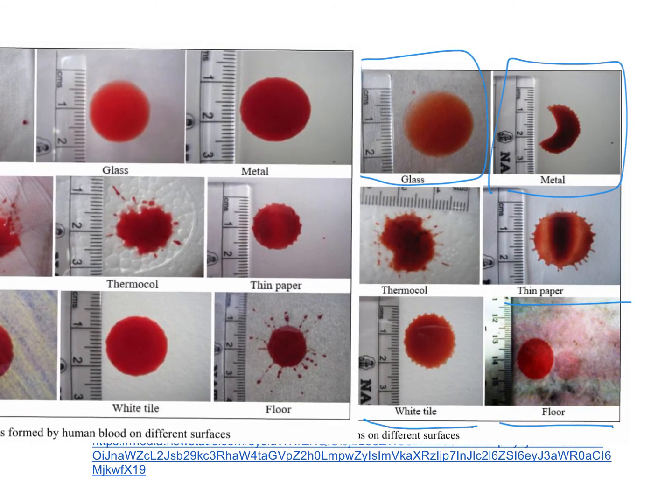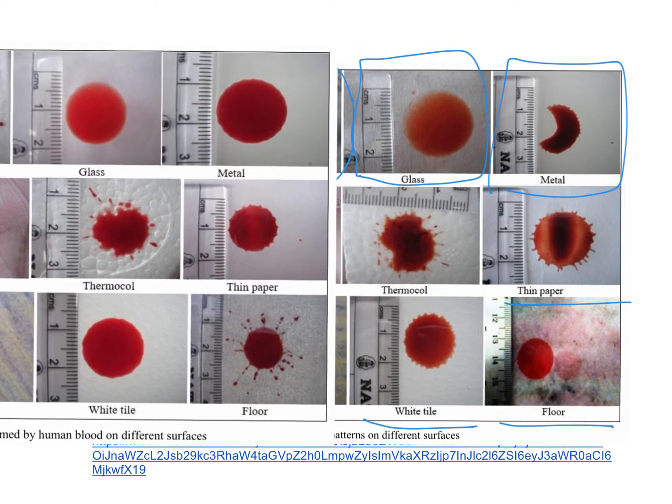Then this is the, you look at the metal, the human blood on metal surface compared to the red ink on the metal surface, tin paper, ink on tin paper, human blood on the floor, ink on the floor.